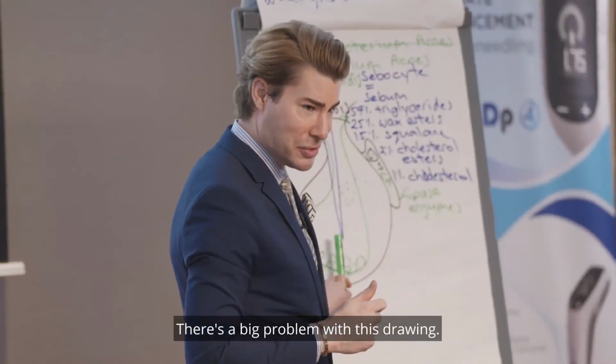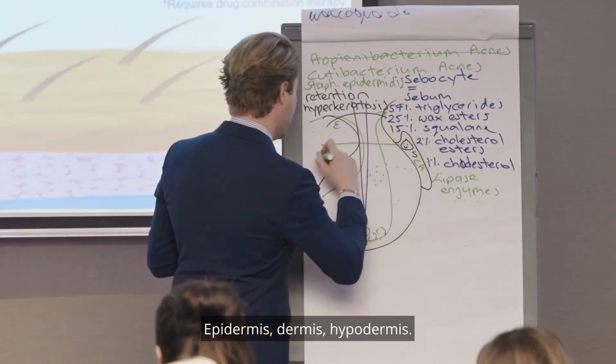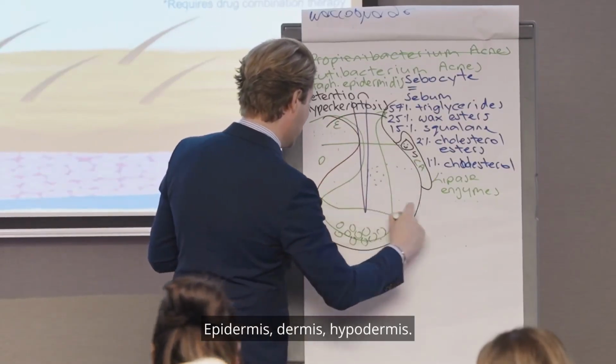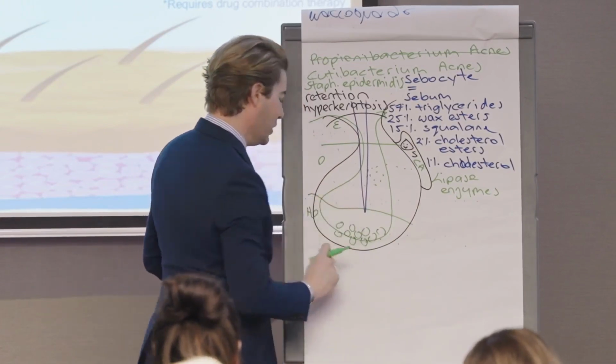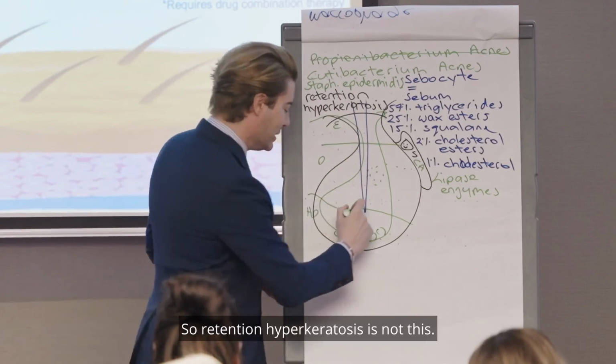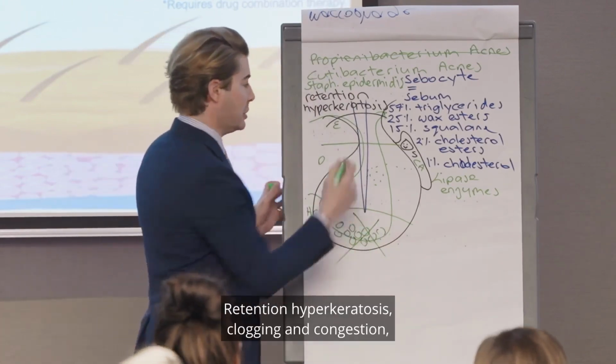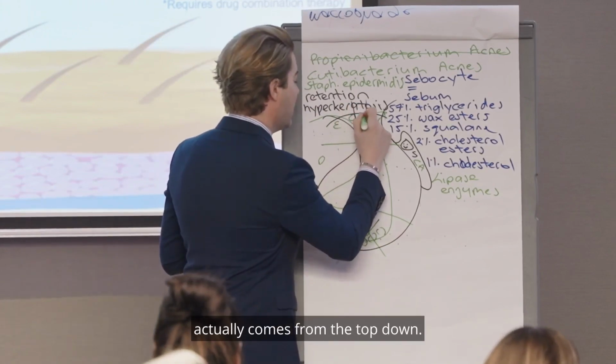There's a big problem with this drawing. Epidermis, dermis, hypodermis. You would be drawing blood. So retention hyperkeratosis is not this. Retention hyperkeratosis, clogging and congestion, actually comes from the top down.